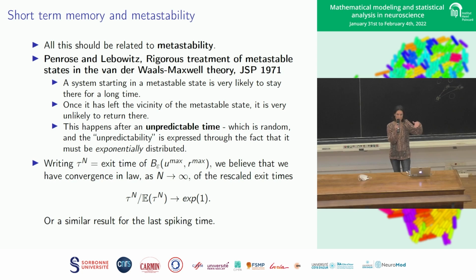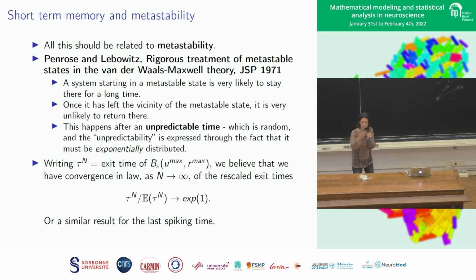Which you can't predict, if you renormalize by the expectation of the total length. So in other words, if I write tau n, because it depends on the number of particles, for the time that my system needs to leave this small ball, or maybe a bigger ball around this equilibrium point, the u max, then we should have convergence in law of this tau n divided by its expectation to some exponentially distributed random variable.